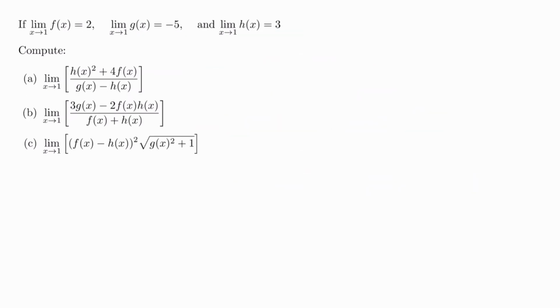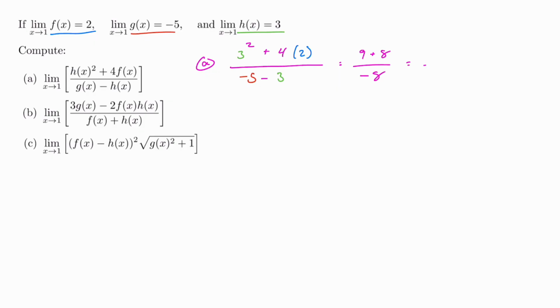This one we've got f of x is equal to 2, g of x is equal to negative 5, and h of x is equal to 3. Let's go ahead and start plugging in our numbers. For A, we have h of x squared plus 4 times f of x divided by g of x minus h of x. So this is equal to 9 plus 8 over negative 8, which will be negative 17 over 8.